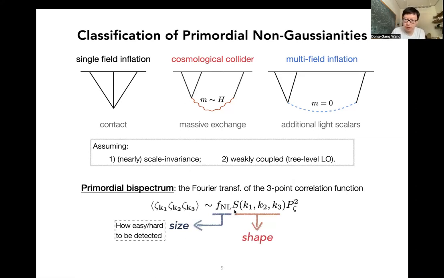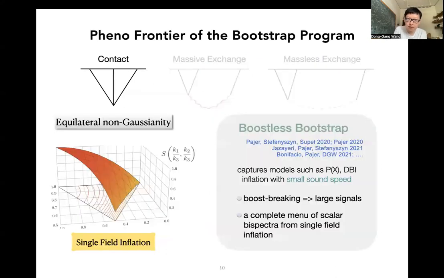And it contains a lot of information about primordial physics. For the first case, the bootstrap analysis was performed by the so-called massless bootstrap. The standard understanding there is that we could find all the possible equilateral type non-Gaussianity from single field inflation.